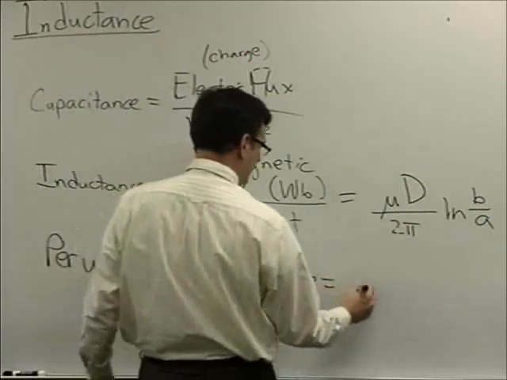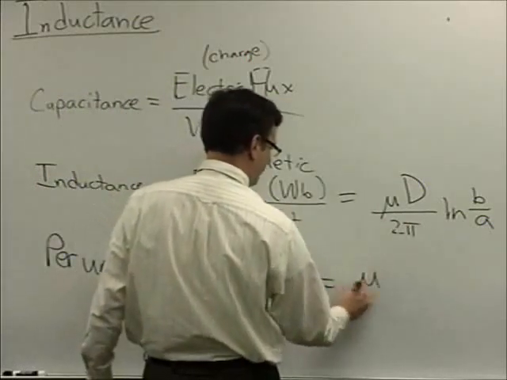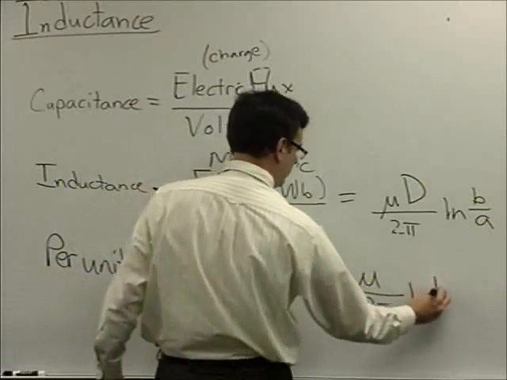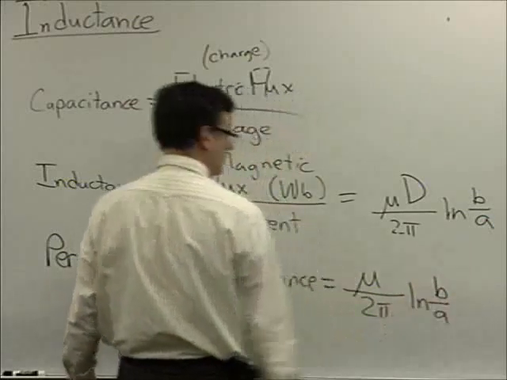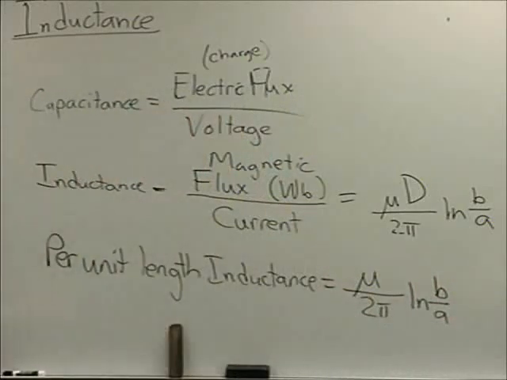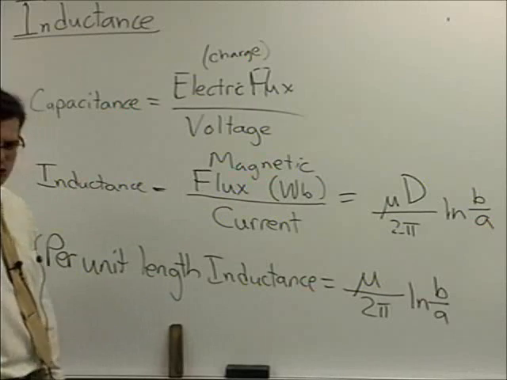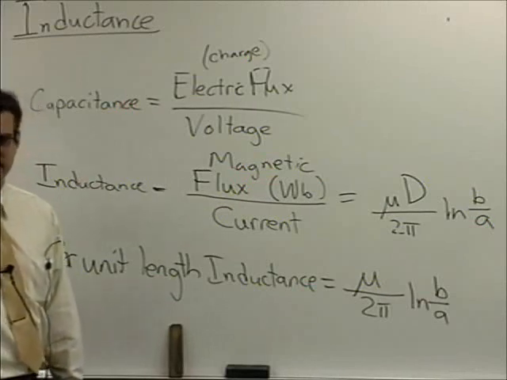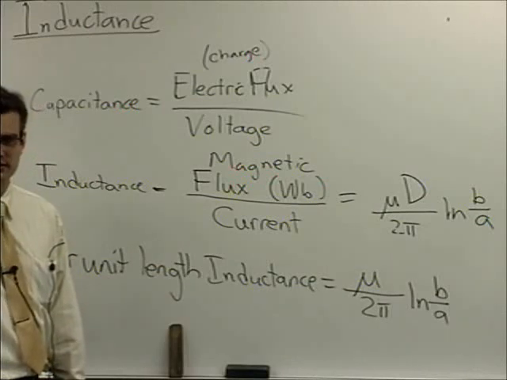And lo and behold, this is exactly what we gave as a formula the very first week of class for inductance on a transmission line. Mu over 2 pi log b over a. How many remember that formula from the first week of class?